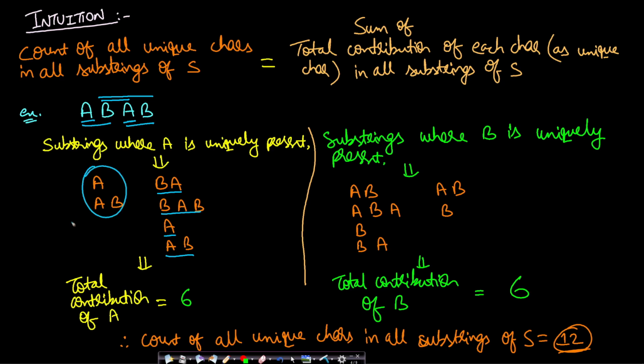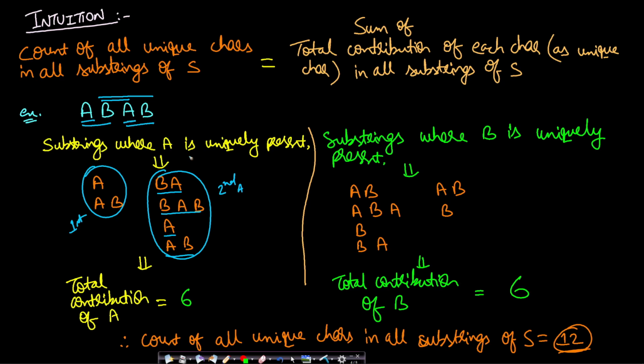This is the contribution from the first A, and this is the contribution from the second A. I have not written ABA because in ABA, A will be repeating 2 times, so it cannot be included. And similar is the case for ABAB, because here A is repeating twice. So you can't take all those substrings where A is repeating, right?